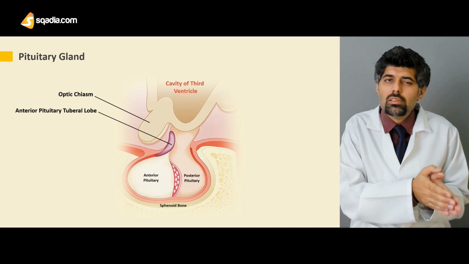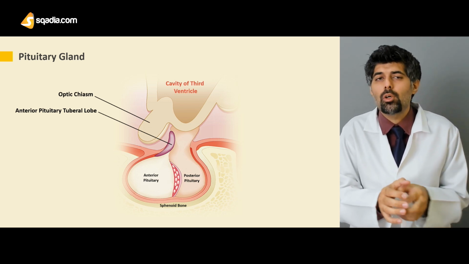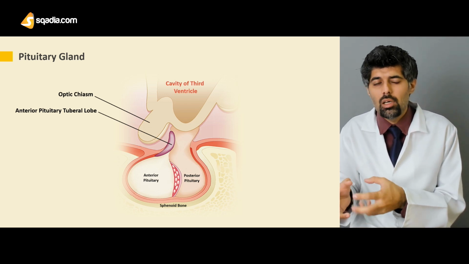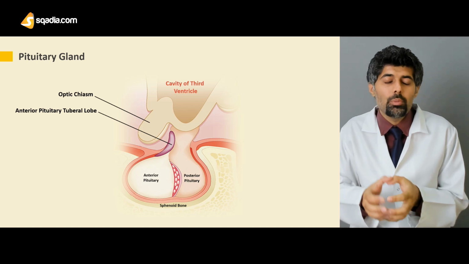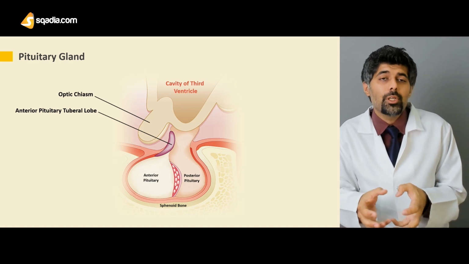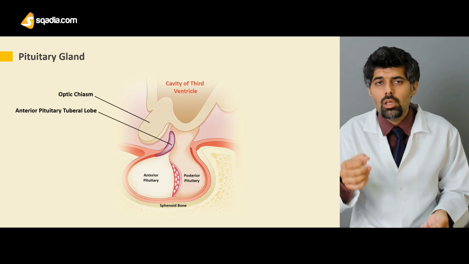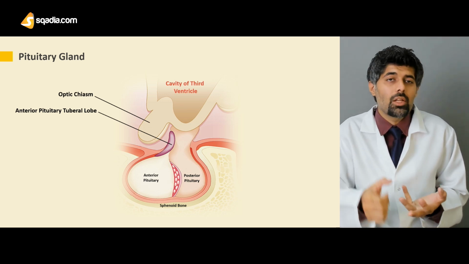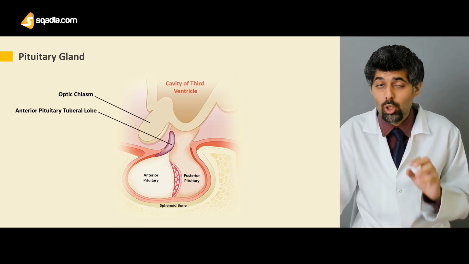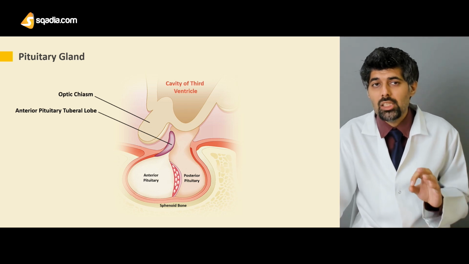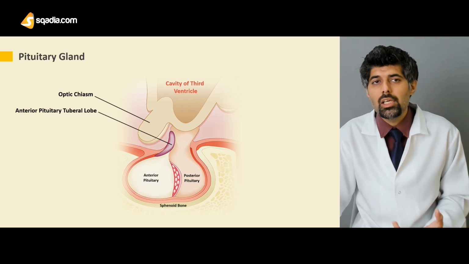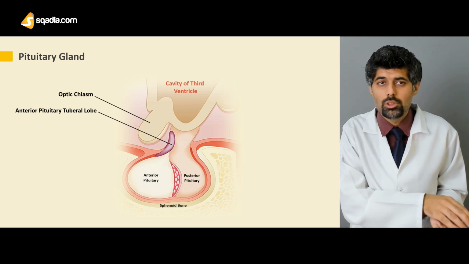Now, this has no physiological meaning because it does not contain enough vascularity and enough cells to contribute towards the anterior pituitary. Because of this, it only produces the growth hormone, the follicle stimulating hormone and the luteinizing hormone. So this tuberal lobe has no physiological meaning, only anatomical significance, because any damage to this area might result in lower levels of these hormones.